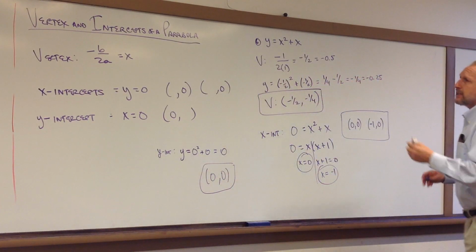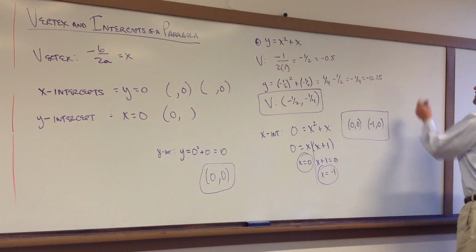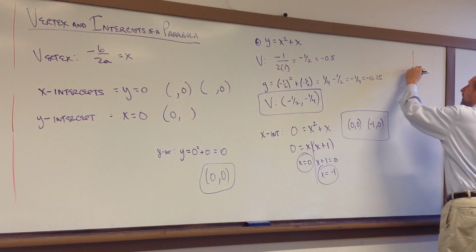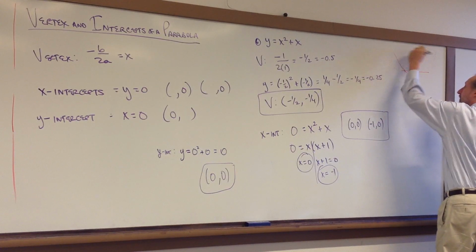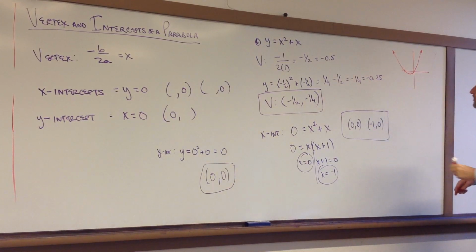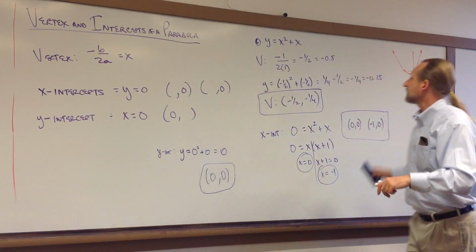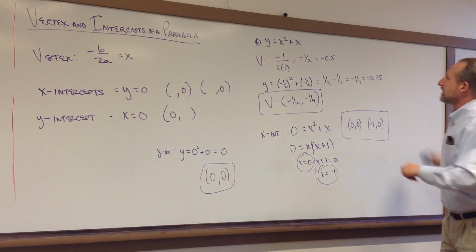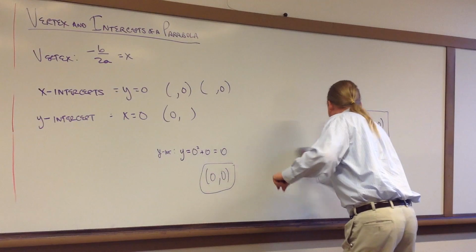And again, I'm not asking you to graph these, but if you look at these values that we've gotten, this is going to go through the origin and through the point negative 1, 0. And you've got a vertex down there at negative 1/2, negative 1/4. So that's the way that one's going to look. But again, I'm not asking you to graph that in these problems. Okay, that's problem 6. Let's look at a few more here.